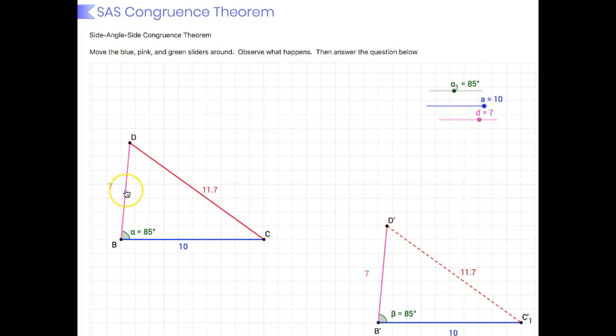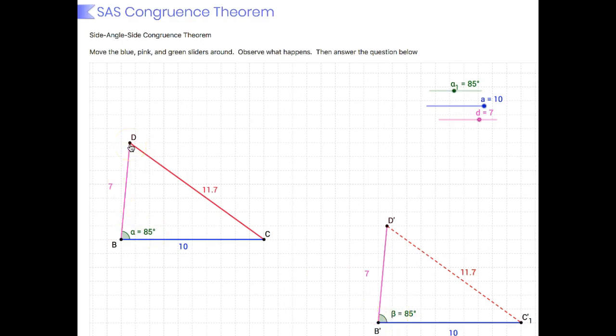All right, let's look at another SAS. Remember SAS was side, angle, side. It's 2 sides with an angle in between. When I say side, angle, side, I'm talking about picking a place and going side, angle, side. They're touching each other, they're consecutive, and that's why we call it side, angle, side. So here I have the pink side and the pink side, they're both 7. I have the blue side and the blue side, they're both 10. And I have the angle in between, which is 85. Alpha is 85, and over here angle beta is 85.